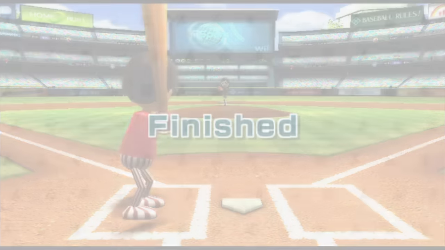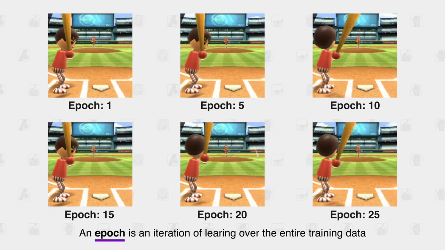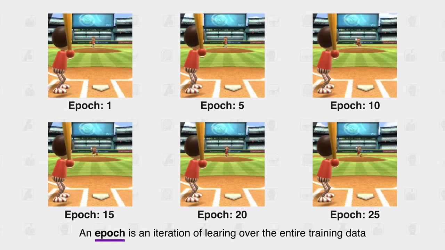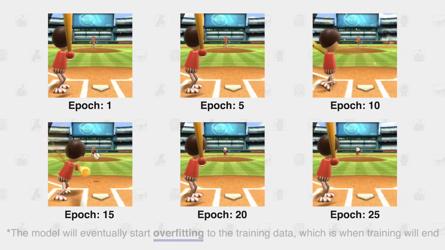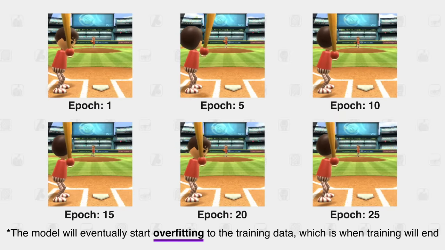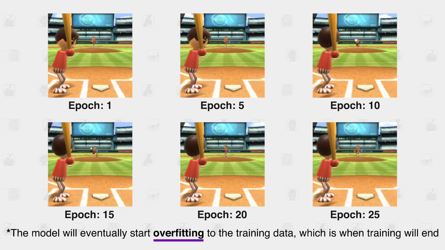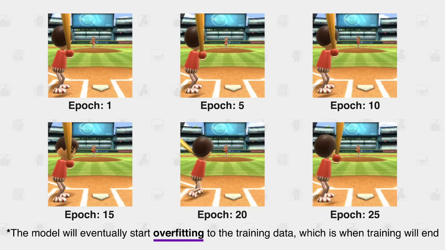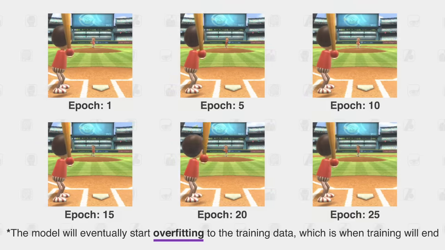You can see the progress of the AI over the course of its training in different epochs. An epoch is an iteration of learning over the entire training data. So generally speaking, the more epochs the AI trains for, the better it should become. You can see that the longer the AI trains for, the more consistent it becomes and the better the swings are timed. Now that the AI was ready for batting, it was time to create the AI for pitching.